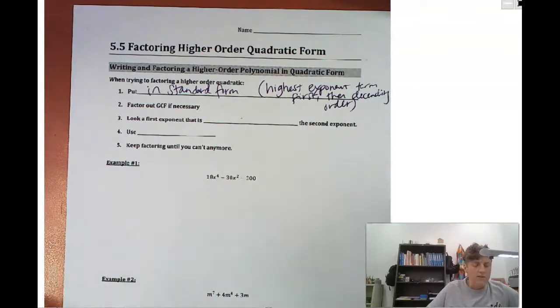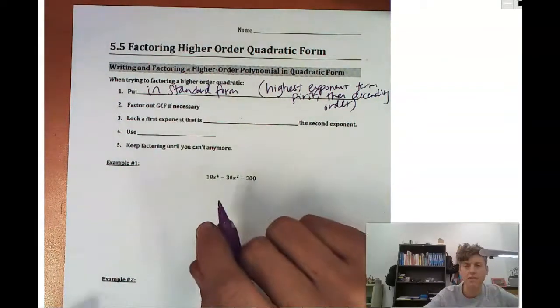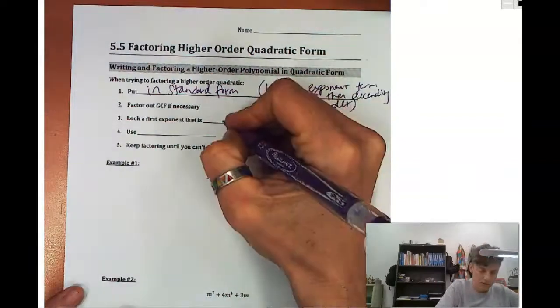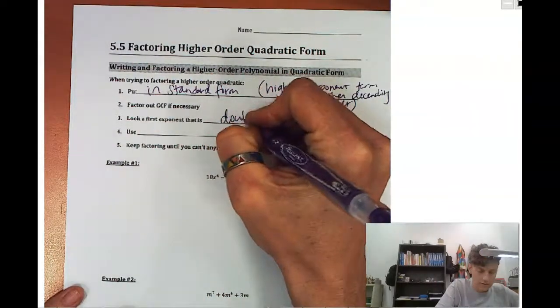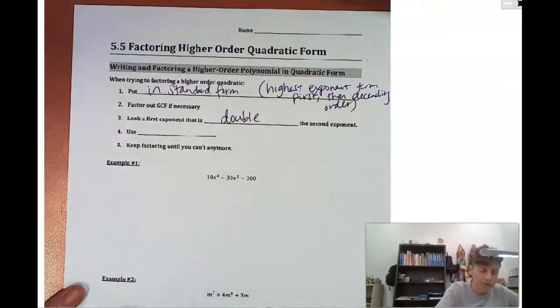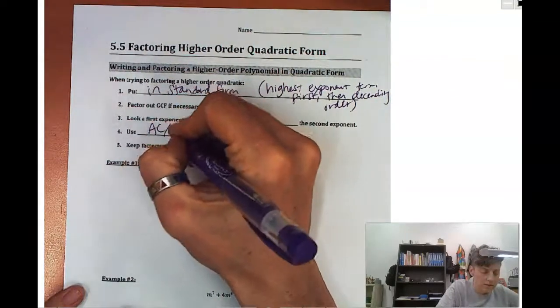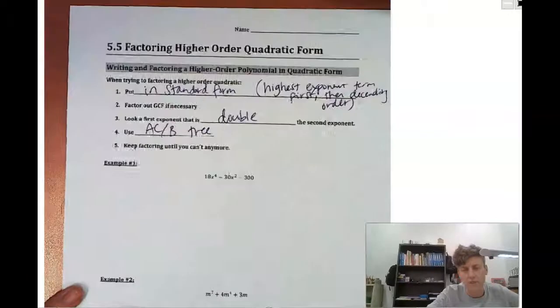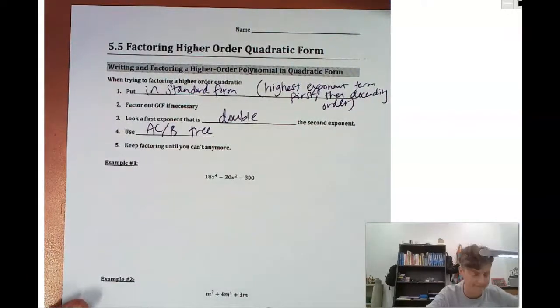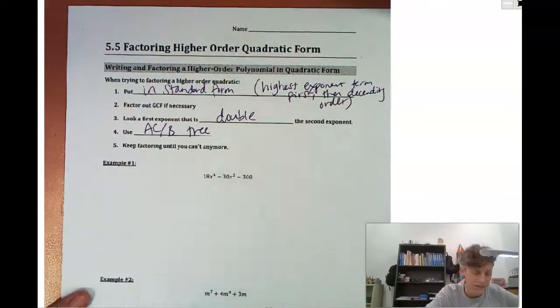Look at the first exponent. Make sure it is double the second exponent. Okay? Then you're going to use your ACB tree and factor until you can't factor anymore. So let's look at some examples.